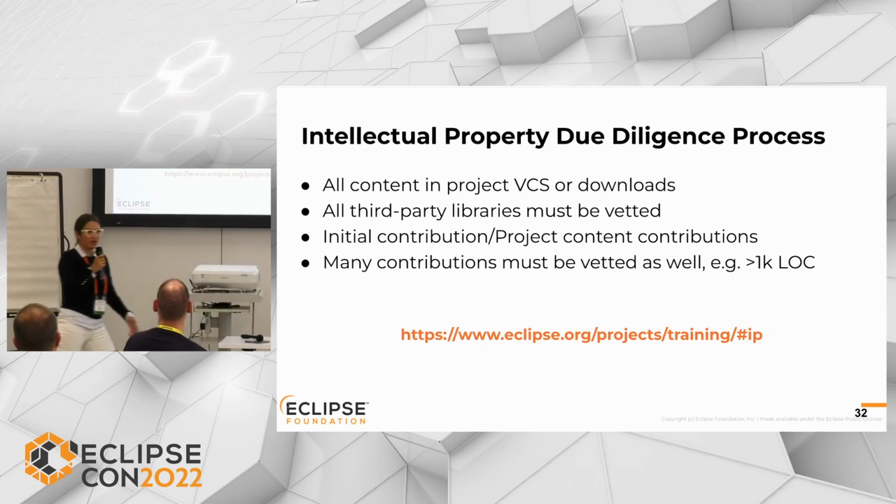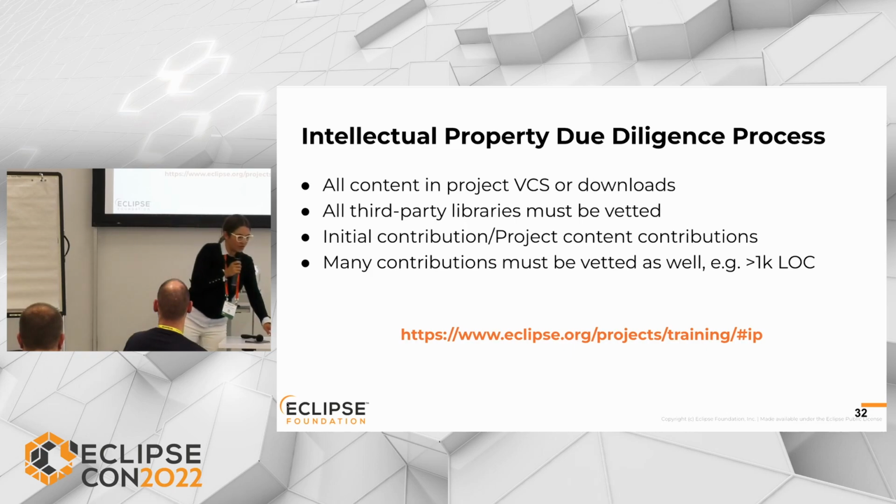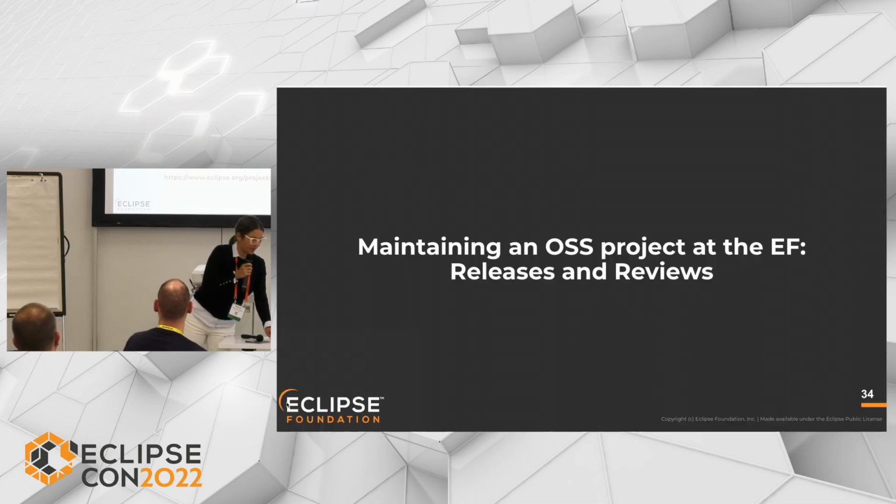So you have the power of electing the committers of your project, and you are also the first enforcer of the IP due diligence process of the Eclipse Foundation. So you have to make sure that all third-party libraries are vetted, and that all the contributions that seem funky or don't seem to be in good shape get vetted by our IP team. Okay, you are now a fully functional Eclipse open source project.